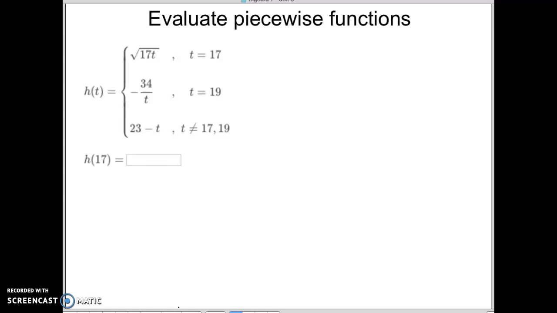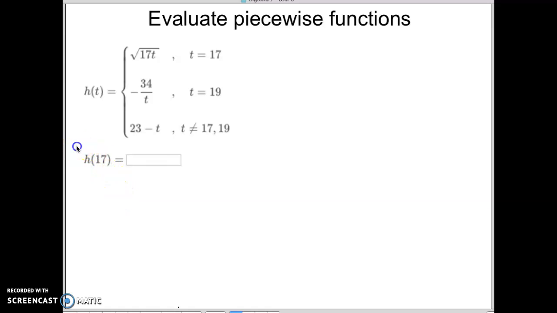All right, intermediate algebra. Evaluate piecewise functions. Hey, this looks complicated, but it is not as complicated as it might look. It's really just that easy. I'm not kidding you. So do not let the looks of this confuse you.